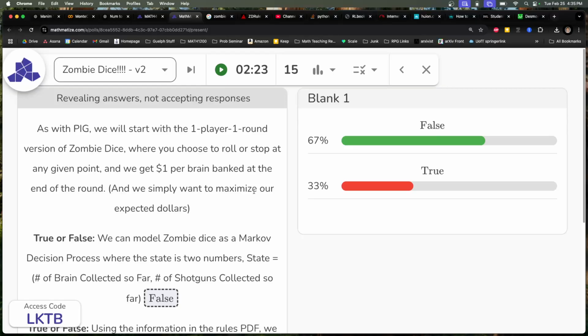Does anyone know why the answer is false here? Or can anybody explain why? So you guys got it right. The correct answer is false. Why is the answer false?